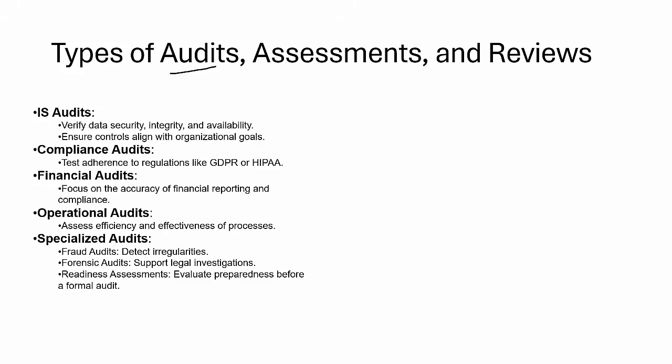Now in CISA, we're talking about audits. IT audit ensures data security, integrity, and availability. We validate the CIA and make sure we have proper controls to comply with the business objectives, and each control should be aligned with organizational goals. Remember, that is the purpose of doing an IT audit. Now we have a compliance audit. In a compliance audit, we do the audit based on regulations like GDPR and HIPAA. Based on that, we're doing an audit. We will not go beyond that.